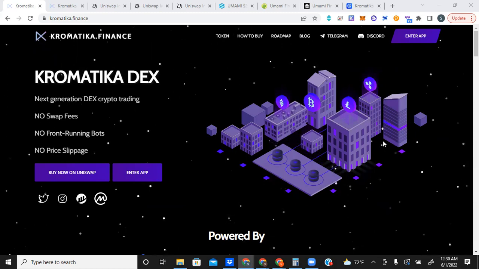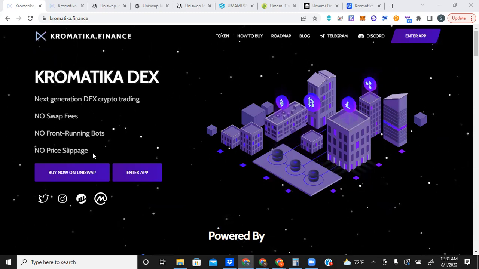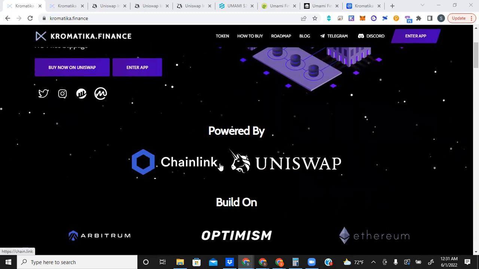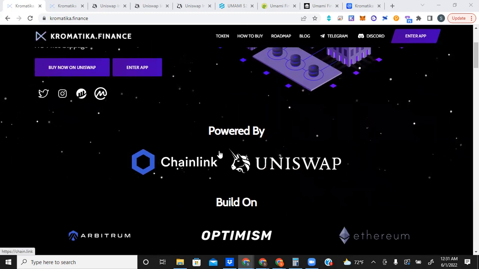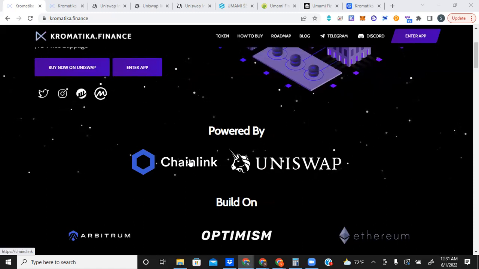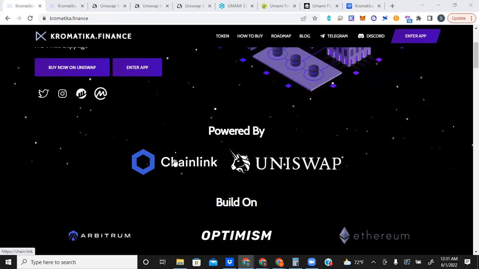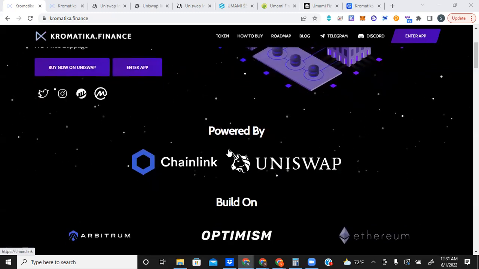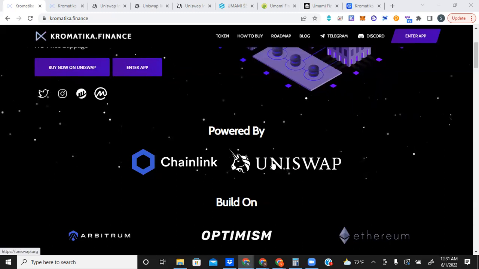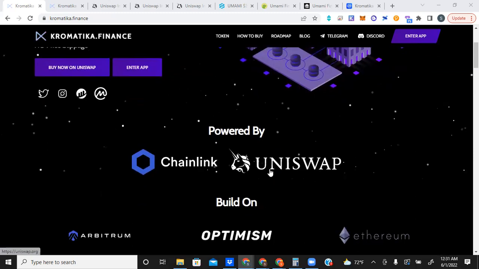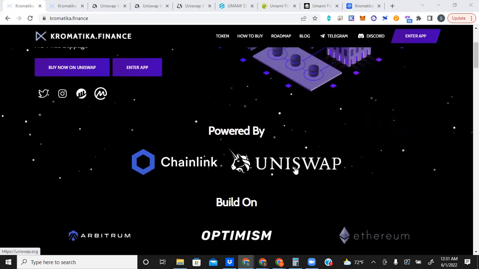So just to start, what's pretty interesting is how this is powered and what really makes this work. The first thing is they have Chainlink oracles that they use, and they have these Chainlink keepers that will execute smart contract orders for your Uniswap liquidity pool position. So what does that mean? Like this Uniswap liquidity pool position?